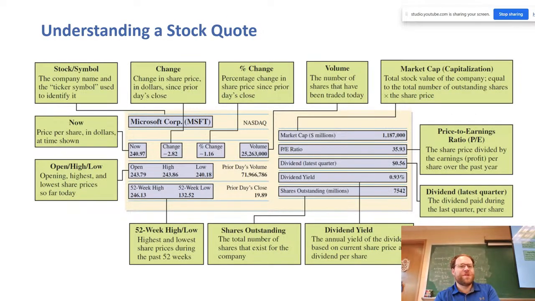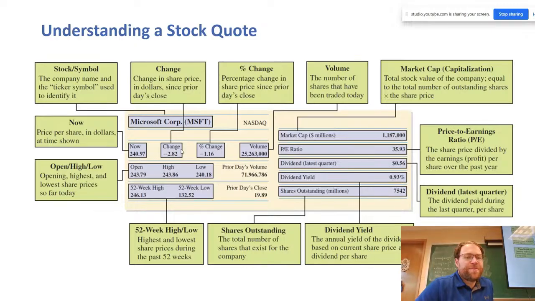But there's a lot of things that go into understanding a stock quote. That slide has a lot of information on it. But whenever you're looking at a stock market quote, each stock has a couple of letters to indicate its symbol. The now price is what it's trading at. So in that case, the 240.97.